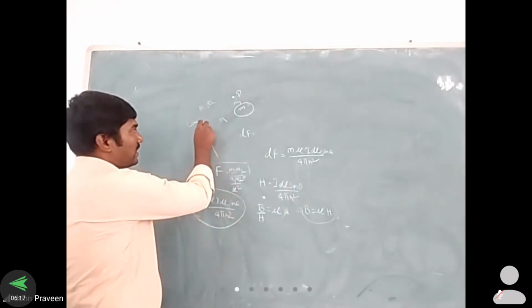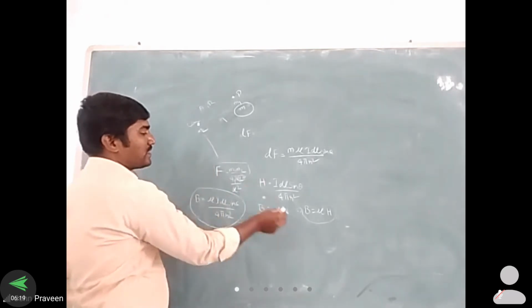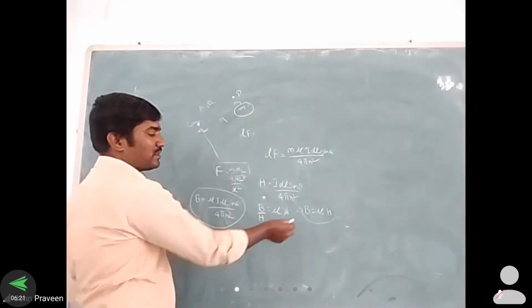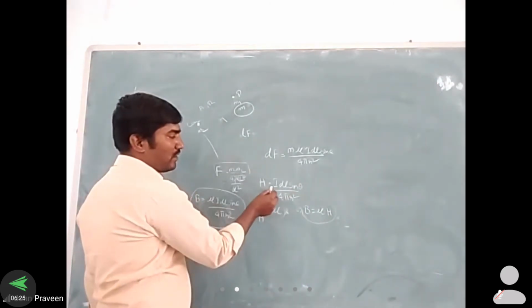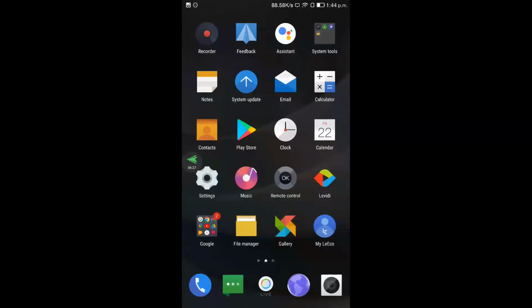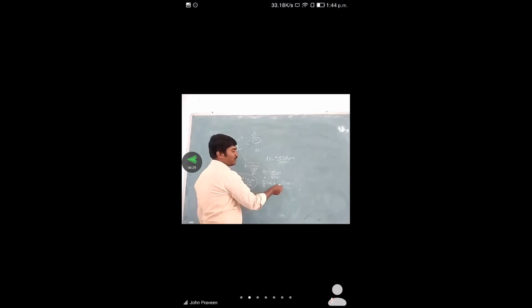When this conductor is placed at this point, it experiences a force. So that is B is equal to mu H. Mu is constant. The H value we already know: I into dl sin theta by 4 pi r square.